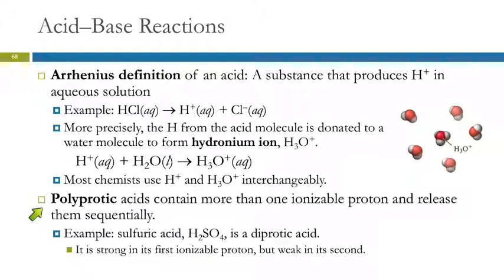Polyprotic acids have more than one ionizable proton. So polyprotic, multi-proton. There's more than one hydrogen ion that can come off of these acids, and they will release them one at a time. So in H2SO4, the ionizable hydrogens are always written first. That's why you'll sometimes see hydrogens in two places in the formula of an acid. This has two hydrogen ions that can come off of this molecule. It's a diprotic acid. Those hydrogen ions come off one at a time.